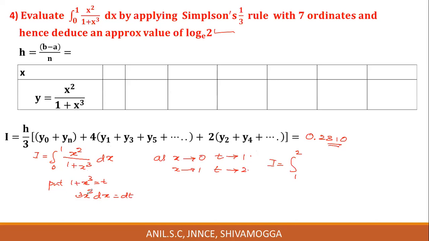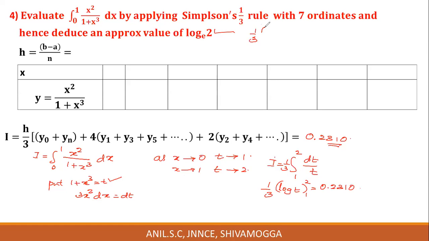x square into dx is dt divided by 3. Keep this 1 by 3 outside. The whole is divided by 1 plus x cube, and 1 plus x cube is denoted by t. Therefore, 1 by 3 into the integral of 1 by t is log t, with limits from 1 to 2, is equal to I, and we just obtained I is equal to 0.2310. Now substitute the limits.